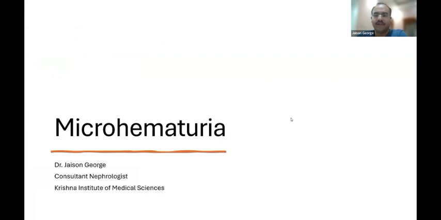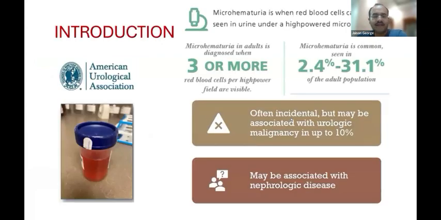Microhematuria is defined by the American Urological Association as greater than or equal to 3 RBCs per high power field in urine. The prevalence of microhematuria in adults ranges from 2 to 31%. It can be associated with a glomerular cause or a urological cause. A urological malignancy is found in 10% of cases of microhematuria, especially in older individuals.